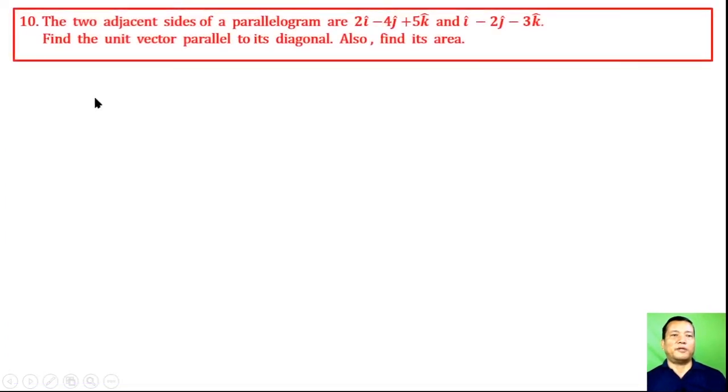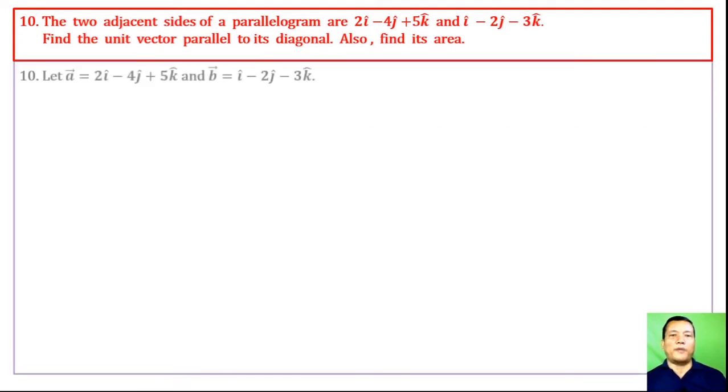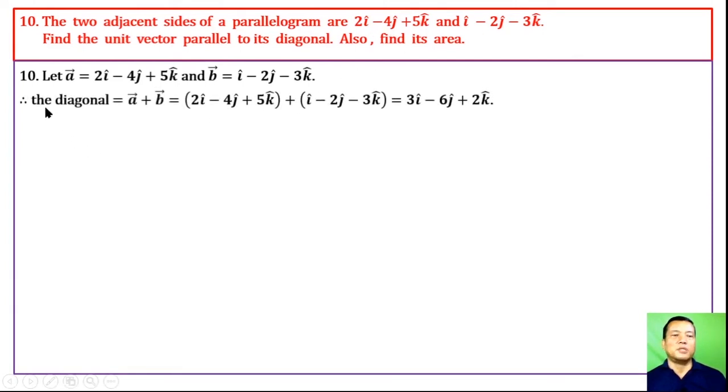For question number 10, the two adjacent sides of a parallelogram are this and this. Find the unit vector parallel to its diagonal. Also find its area. So let A denote the first vector and B denote the second vector. The diagonal is given by A plus B, which is this.